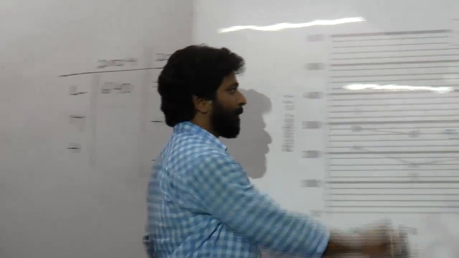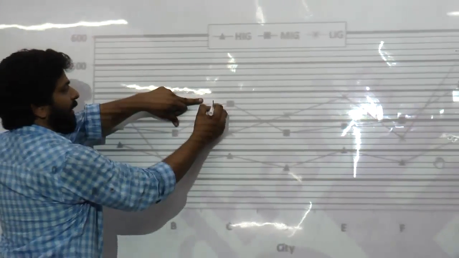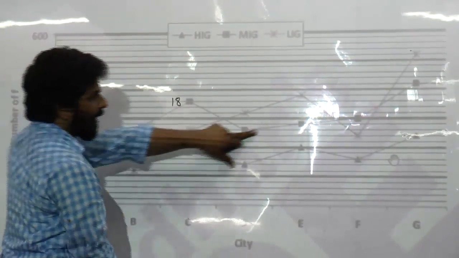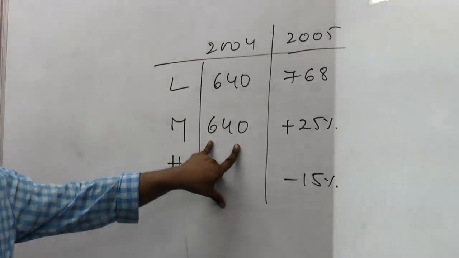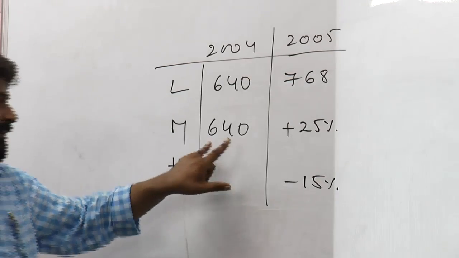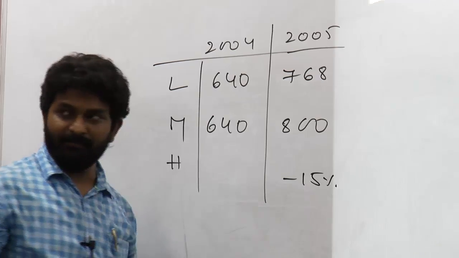Next, MIG. This one is 18 and here it is 14. Total 32, here also 32. So this is 640. It increases by 25%. Half and half: half is 320, again half is 160. Add 160 to this number, it becomes 800.